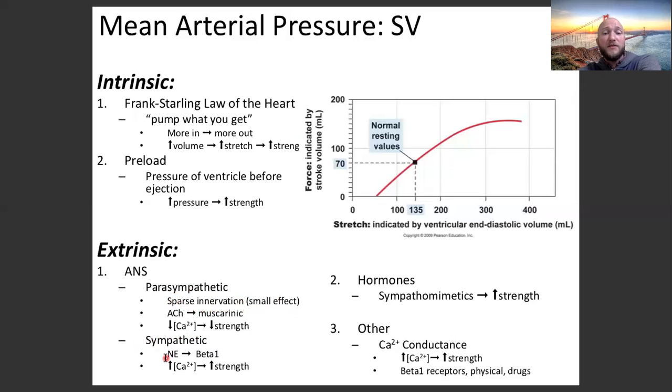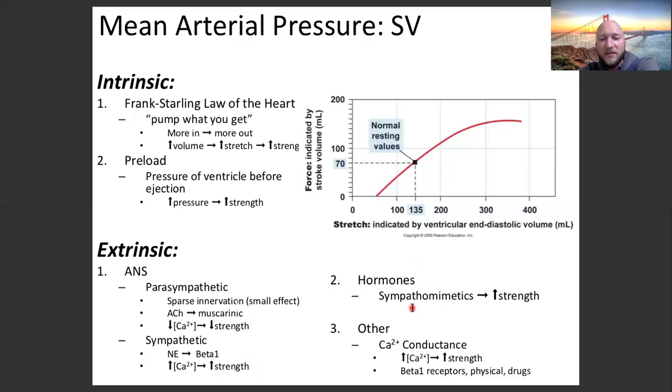The sympathetic nervous system, everyone agrees, does innervate the ventricles and does have a large effect on stroke volume and the strength of the ventricular contraction. So norepinephrine is released by the sympathetic nervous system. It binds to beta-1 receptors. This increases calcium concentration within the muscle cells. And if you remember, calcium concentration in the muscle cells is like the key that starts a contraction. If you have higher calcium concentration, you'll have more cross-bridging, you'll have a stronger strength of contraction.